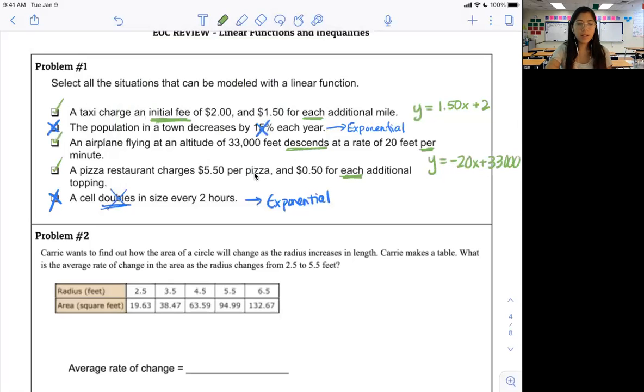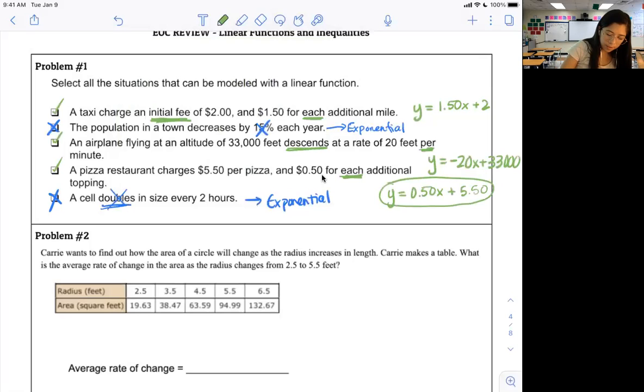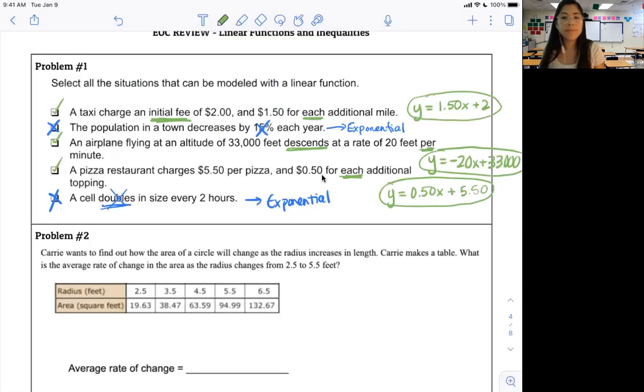All right, and then finally, if I'm only buying one pizza and then I'm adding additional toppings to it, that means my y-intercept, my starting amount, is $5.50, and then I'm adding 50 cents per topping. So what's going to be my equation? Good. Y equals 0.50x plus 5.50. So I just wanted to quickly review how to write an equation from a word problem. Does anyone have any questions on this one?